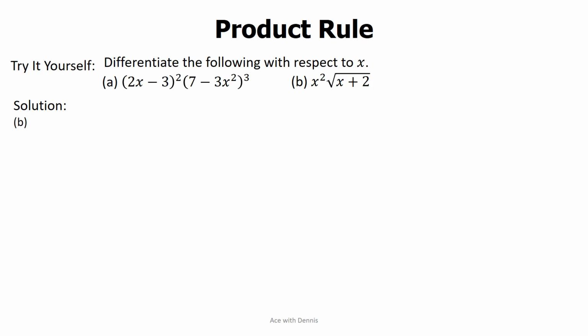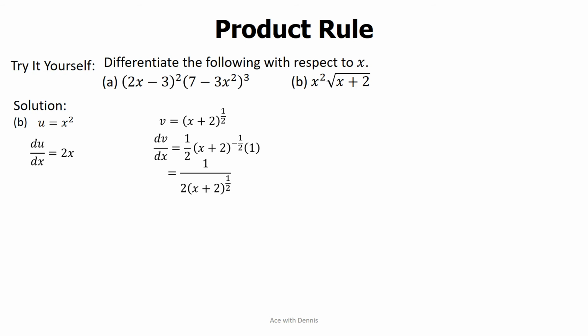This is solution B. First, identify the u is x squared. Hence, du over dx is 2x. V is (x plus 2) to the power of half. We remember we will put it into the indices form. And dv over dx equals power bring down half. Copy the bracket, (x plus 2) power minus 1. Hence, half minus 1 we get negative half. And differentiate the bracket. We differentiate x, we get 1. We differentiate 2, we get 0.